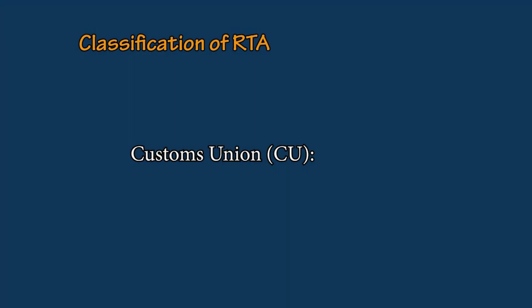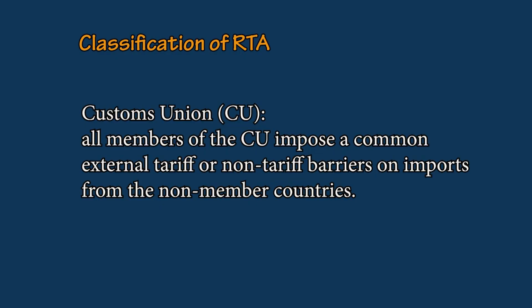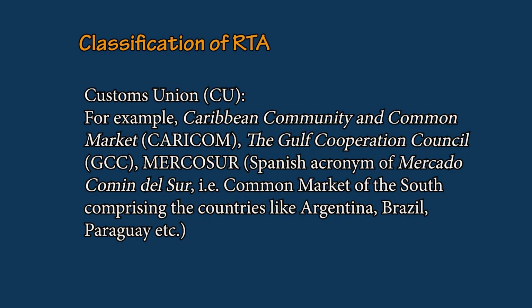The next comes the customs union. What is a customs union? This is again a regional trade agreement where the members impose a common external tariff and non-tariff policy for the non-member countries, which was not found in a preferential trade agreement. Examples of this type of customs union are CARICOM, that means Caribbean Community and Common Market, the Gulf Cooperation Council, GCC, or Mercosur. Mercosur is a Spanish word, Mercado Común del Sur, that means the common market of the South, comprising countries like Argentina, Brazil, Paraguay, etc.